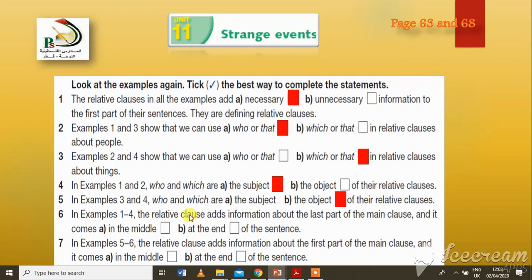Now here, this is the most important part. In examples 1 to 4, the relative clause adds information about the last part of the main clause. It comes at the end of the sentence. I read them for you: 1, 2, 4 at the end. And in examples 5 and 6, the relative clause adds information about the first part of the main clause and it comes in the middle. I explained it to you.